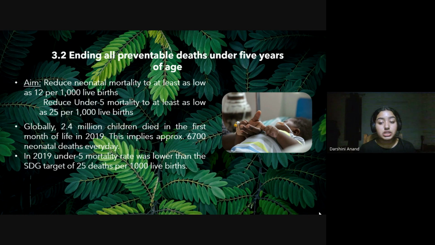The indicators for this target are under 5 mortality rate and the neonatal mortality rate. Globally, 2.4 million children died in the first month of life in 2019. However, there is commendable progress. In 2019, the under 5 mortality rate was lower than the SDG target of 25 deaths per 1,000 live births.